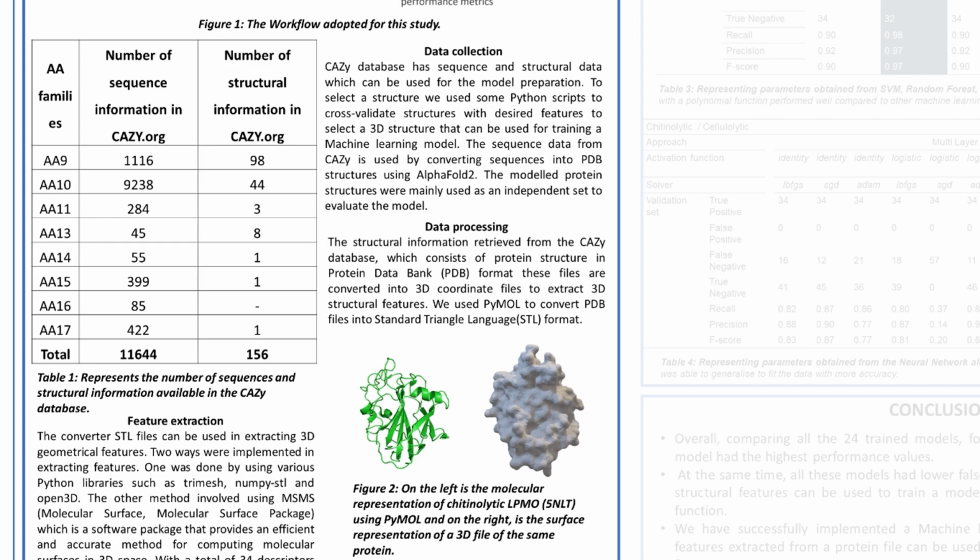Moving on to the data processing part, most of the structural information present in CAZy is in PDB format. PDB format is basically a 3D coordinate file of a protein. We use PyMOL, which is a visualizing tool, to convert PDB format into standard triangle language format, STL, which are basically 3D coordinate files representing the geometrical topology. Figure 2 here represents the cartoon structure of a PDB, and on the right, the same PDB as a 3D model.